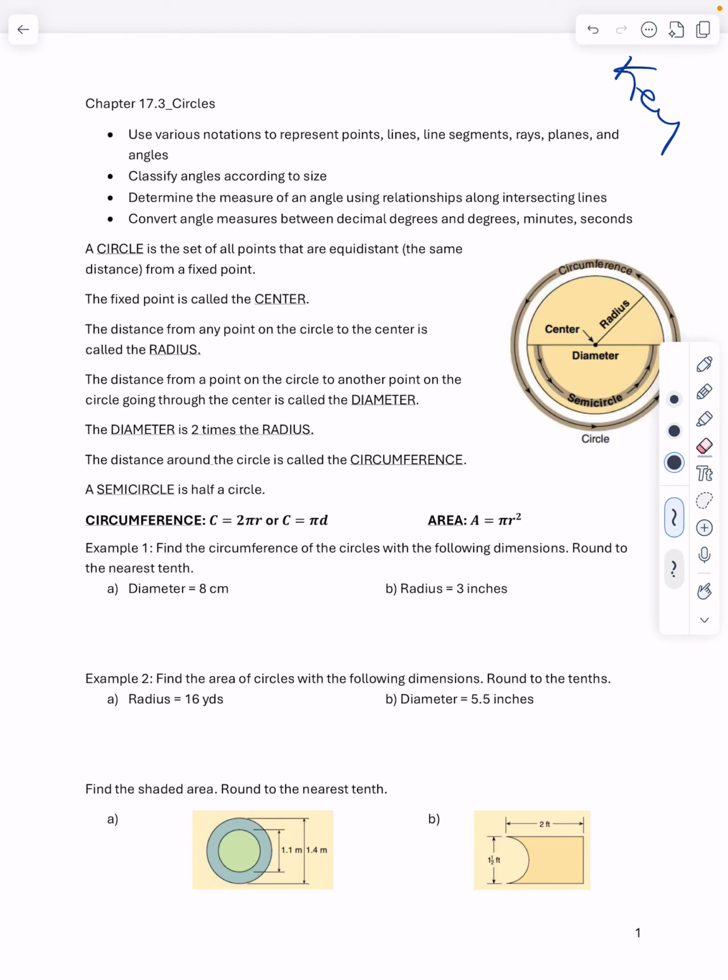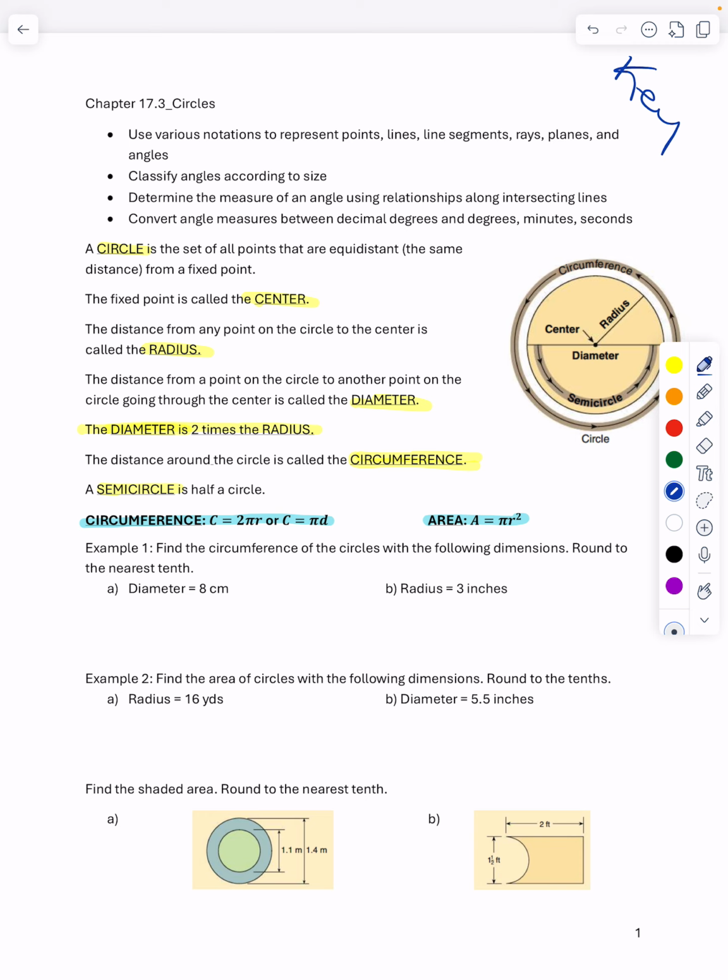Okay, these are the MAT 1140 notes. This is chapter 17.3. This is circles. I am definitely not going to read definitions for you up top here, but they are all right there. We are going to focus here on using the formulas, specifically the formula for circumference and area, and we'll fill in some of these terms as we go.